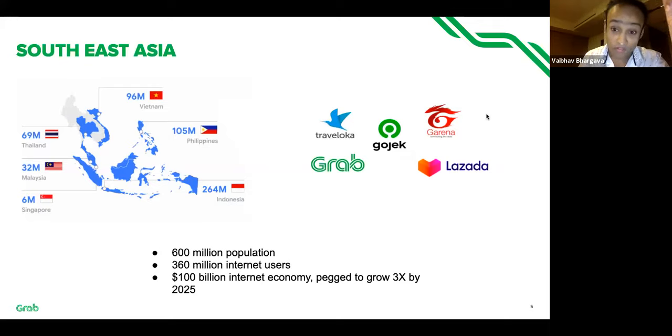On the right-hand side, what you see are some of the big tech brands in the region. You might be familiar with some of them. Traveloka, which is one of the biggest travel startups. Gojek and Grab, in ride-hailing and food delivery. Garena, if some of you are into investing, you would have seen their stock skyrocket. They're one of the biggest gaming companies here. Lazada, which is e-commerce, and so on.